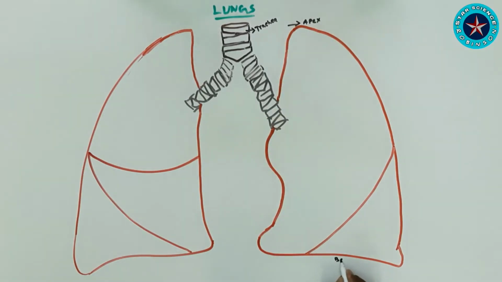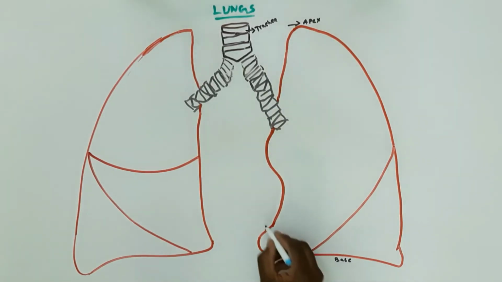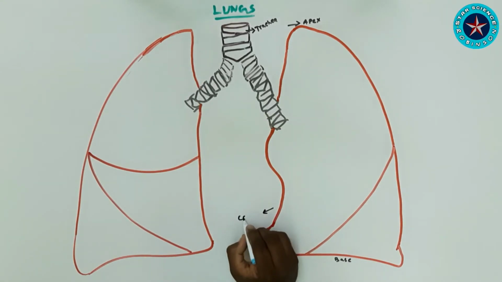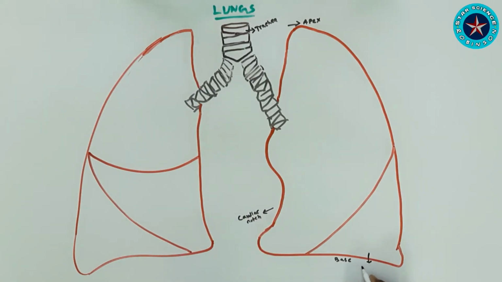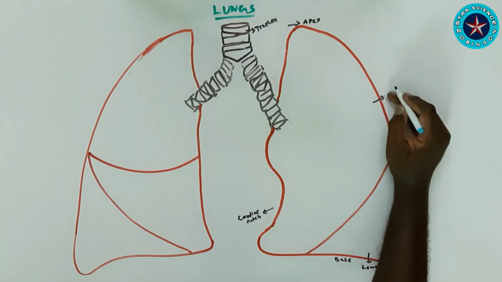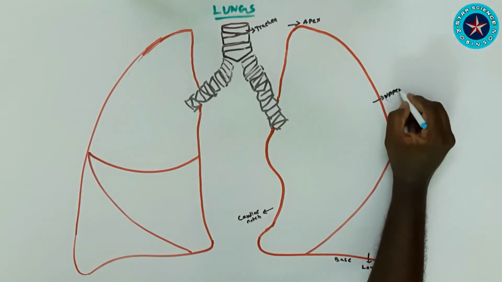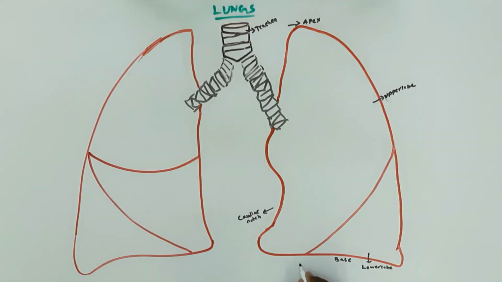Apex is rounded and lies close to the first rib and 25 mm above the level of the middle third of clavicle. Base is concave and semilunar and rests on the superior surface of the diaphragm. The cardiac notch is where the heart presents. Now we are seeing about the lower lobe of the left lung, and we can see in our diagram this is the upper lobe of the left lung. There are only two lobes in a left lung because of the occupation of the heart.